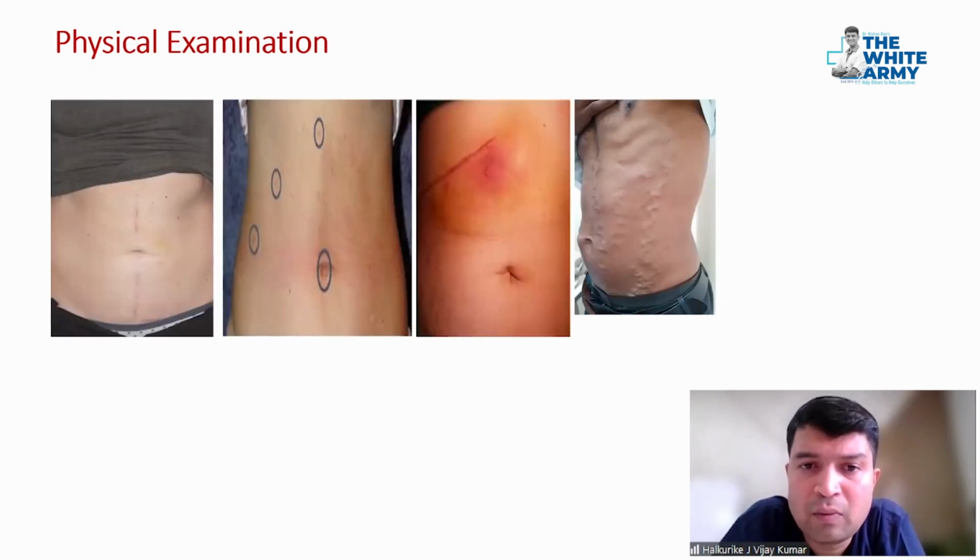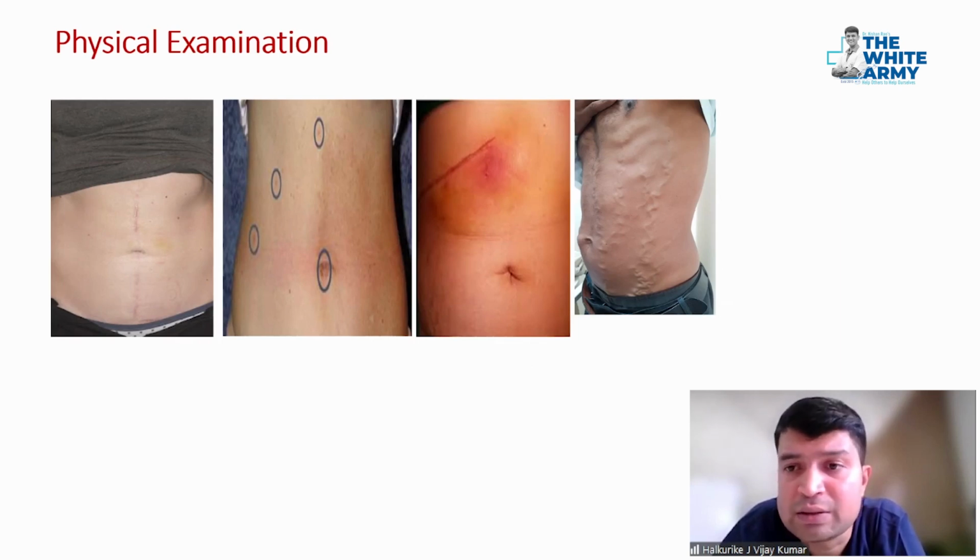Coming to the abdominal wall examination, here we should note down the different scars. Particularly in jaundice patients, we are worried about a large midline scar. It's a laparotomy scar, or a previous history of cholecystectomy, that is a lap cholecystectomy scar, or an open cholecystectomy.